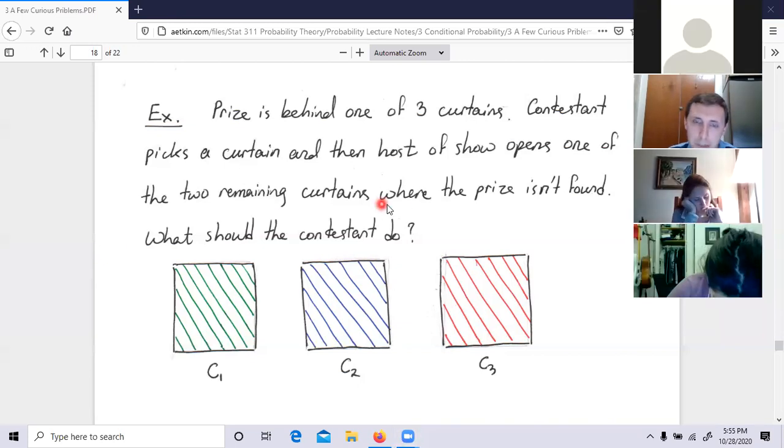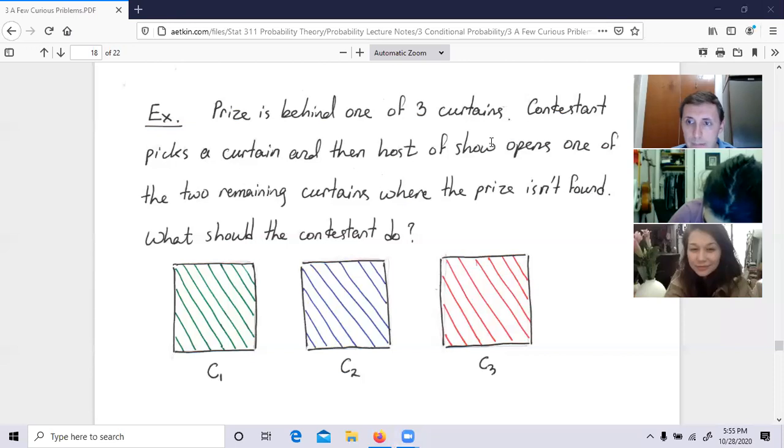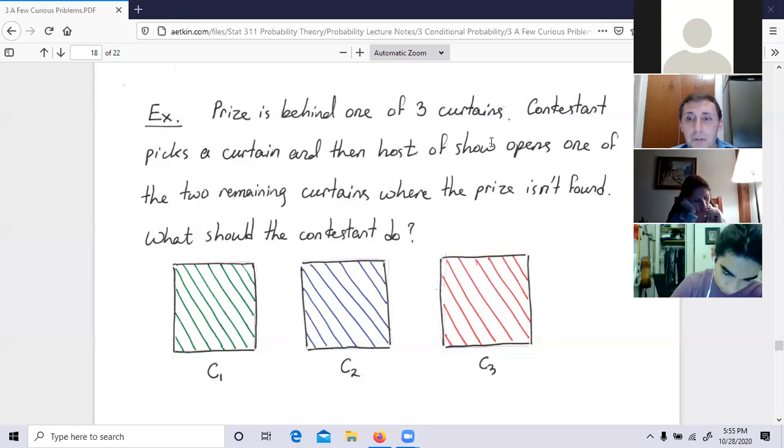I forgot to write it explicitly, but I think you know this game, right? So let's say you pick curtain number one, and curtain number three is open, and there is no prize behind it. Should you switch or should you remain? And why should you switch, if you say that you should switch? Maybe you shouldn't switch, who knows?